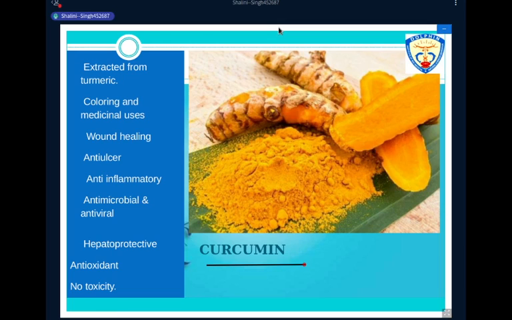It has coloring and medicinal use, and if you see the medicinal use of this curcumin, it is very effective in wound healing. It has anti-ulcer property, anti-inflammatory property, antimicrobial, antiviral property. It is hepatoprotective in nature, it has antioxidant property, and a plus point is that it does not have any toxicity. So you can consume curcumin in your daily diet for having so many advantages of this curcumin.